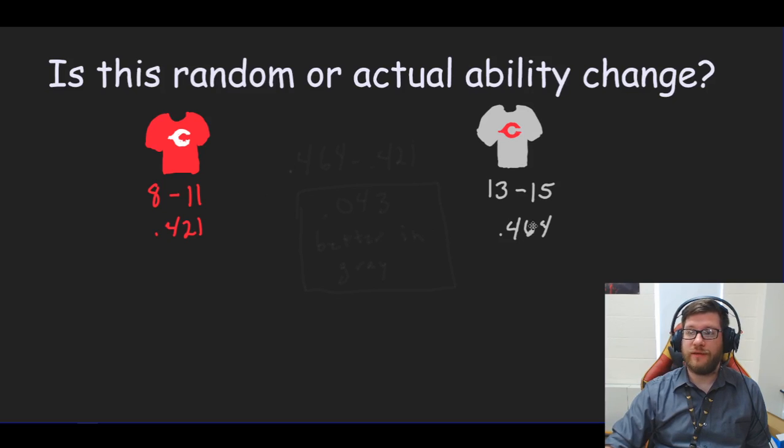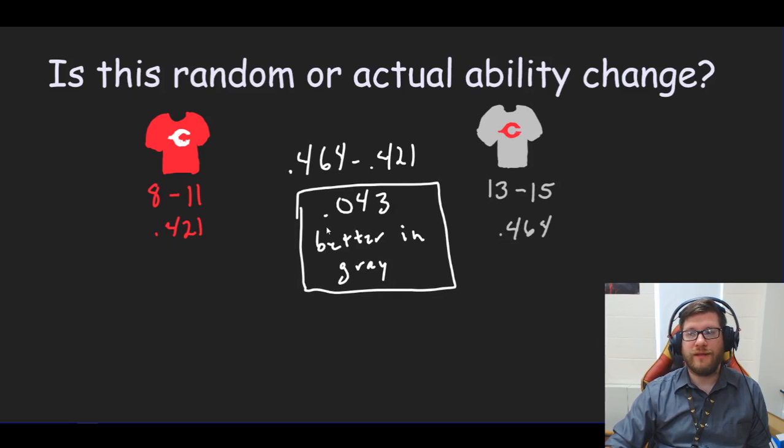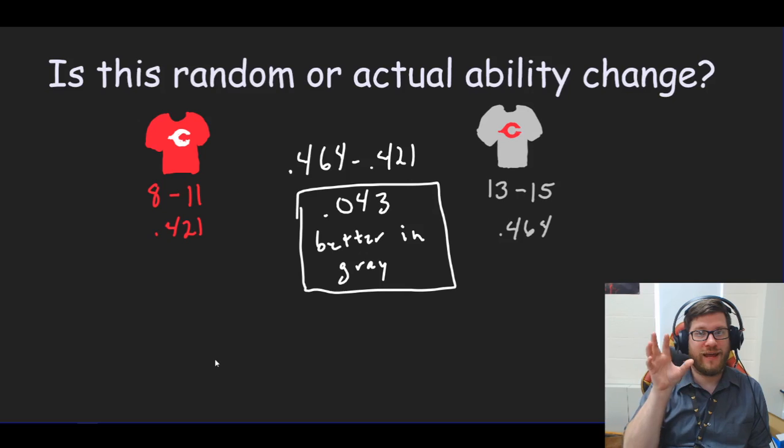So if we take their gray winning percentage and subtract their red winning percentage: 8 games won divided by 19 games played gives us 0.421, and 13 wins divided by 28 games gives us 0.464. If we subtract that, we find that they do 0.043 better in gray. Okay, so that's our difference. We can take that and say, all right, is that a difference that can be caused by random chance, or is that an actual ability improvement?